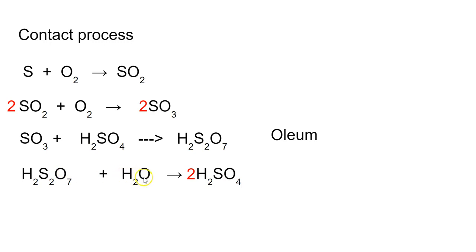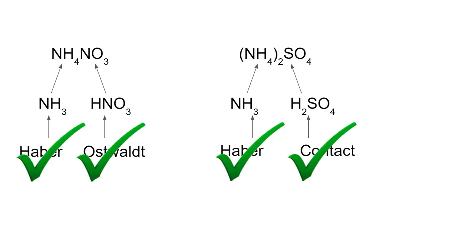7, 8 oxygens on that side, and 2 times 4 gives me 8 oxygens on this side. So these equations, although there's one more step than the Ostwald process, I think the balancing of the contact process is much easier to remember. For me personally, the most difficult process of the 4 to really remember and write down is actually the Ostwald process.